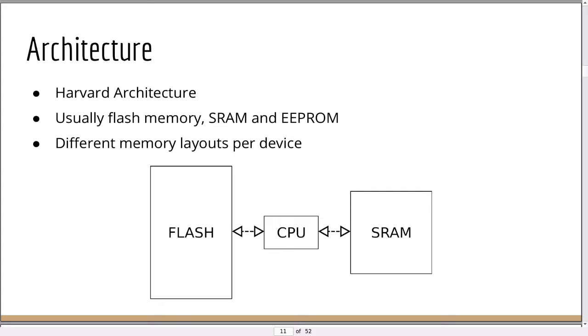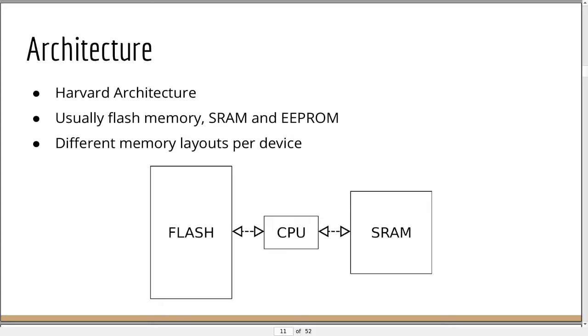Yeah, you usually have some kind of EEPROM on the AVR board because you want to persist some data across reboots or resets. For example, if you have a car key, you might want to store the nonce of the key in the EEPROM. You also have different memory layouts per device, which is mainly on the SRAM side.